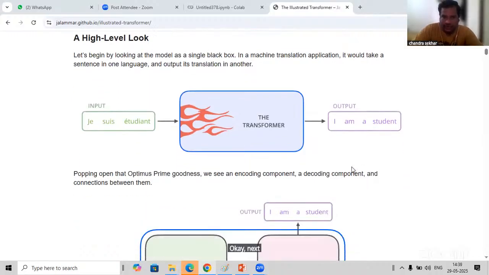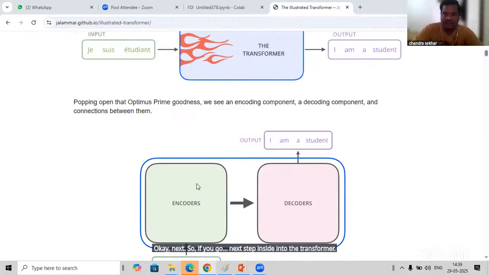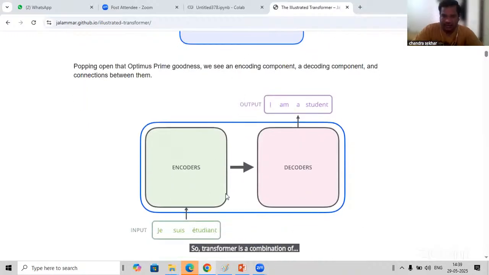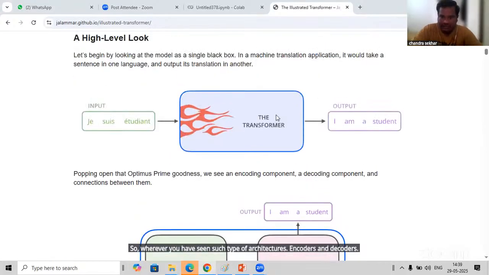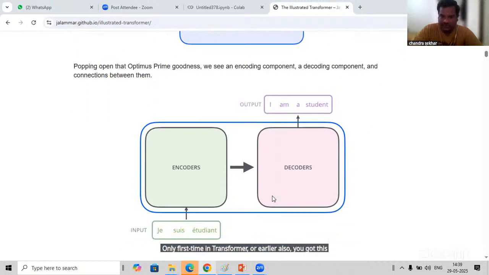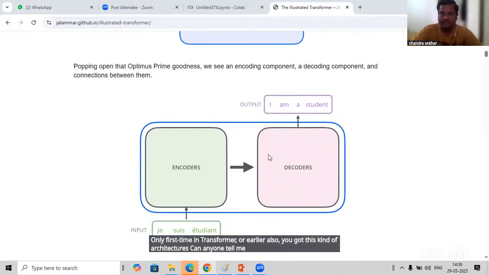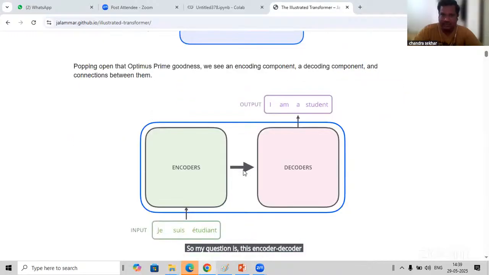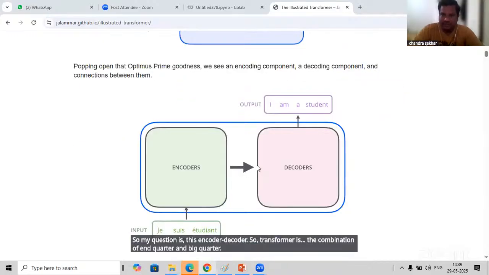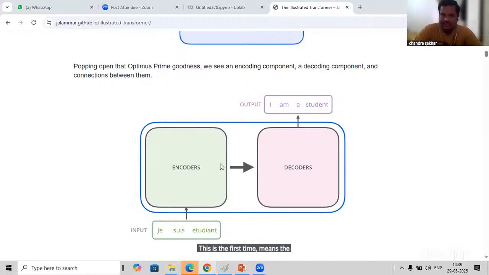Next. So if you go one step inside the transformer, transformer is a combination of encoders and decoders. Wherever you have seen such types of architectures, encoders and decoders, only first time in transformer or earlier also you got this kind of architectures? Can anyone tell me? So my question is, transformer is the combination of encoder and decoder. Is this the first time a network is having this architecture, or do other networks also have the same architecture? Very good, Suman Paul. So LSTM and RNN and encoder decoder, autoencoders also.